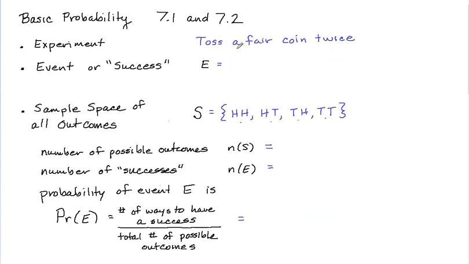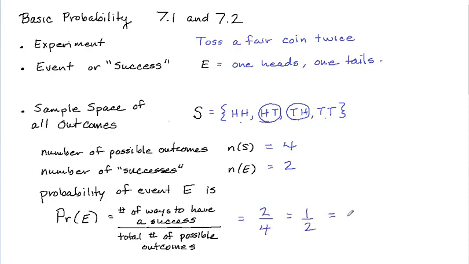We'll keep the same experiment. Let's toss a fair coin twice. This time the event will be you get 1 heads and 1 tails, but it doesn't matter which order. Our sample space is still the same. The number of possible outcomes is still 4. The number of successes, though, could be either one of those. So I have 2 successes out of 4 possibilities. So the probability is 1/2 or 0.5.